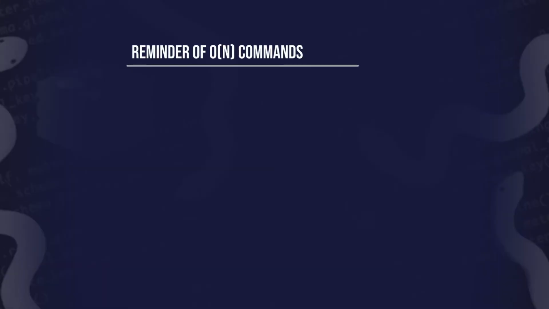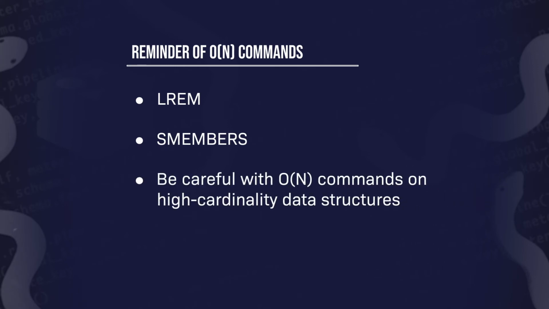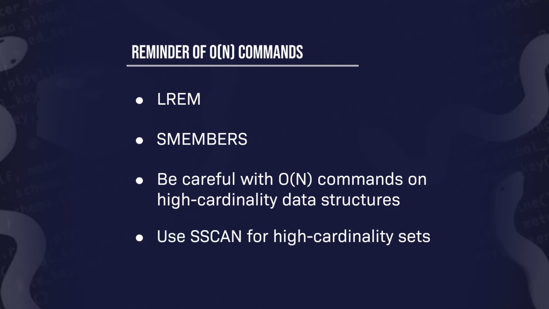Before moving on, a quick reminder. In the previous two examples, we used the list command lrem and the set command smembers. Because these commands are O(n), they may be inefficient when used against high cardinality data structures. That is, data structures containing tens of thousands or more elements. When you're dealing with a lot of elements like this, you should use the scan family of commands. For example, for large sets, you should use sscan over smembers.